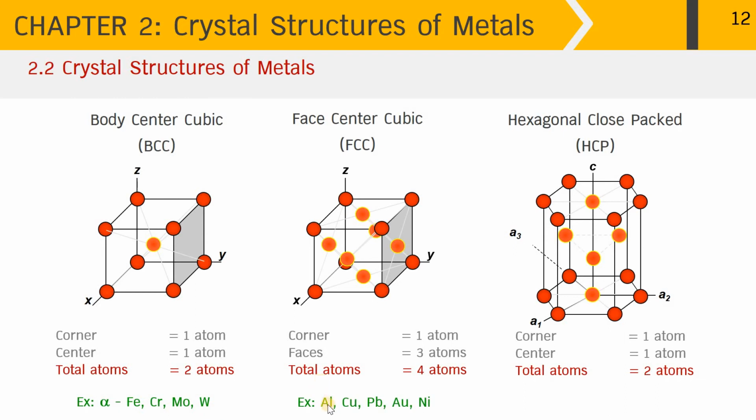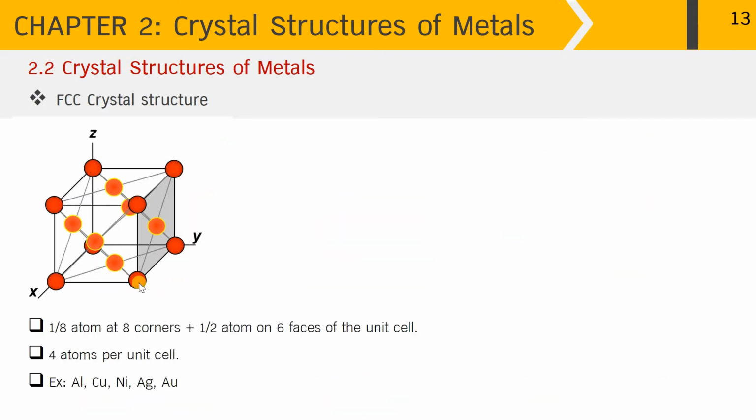And for FCC metals, they are aluminium, copper, lead, gold, and nickel. And lastly, for HCP, the examples are alpha titanium, zinc, magnesium, and cadmium. And now let's count the number of atoms for each structure.